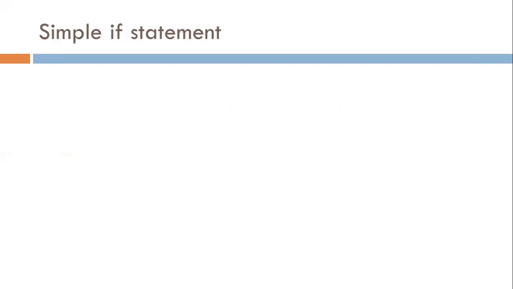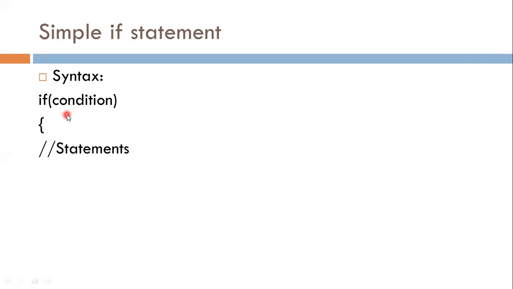Now, the first flow control statement is the simple if statement. It is used when we have only one condition. So, the syntax of the simple if statement is: if, then condition, then open bracket, then statements related to the simple if statement, then closing bracket. Here, first of all, the condition is checked.